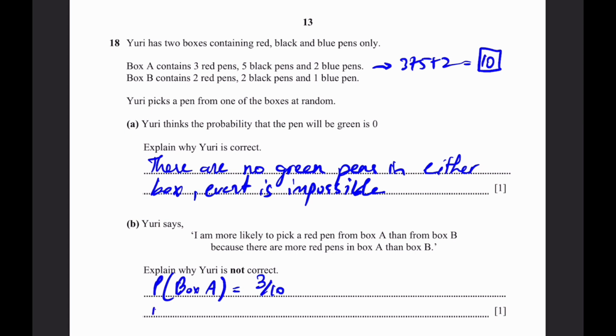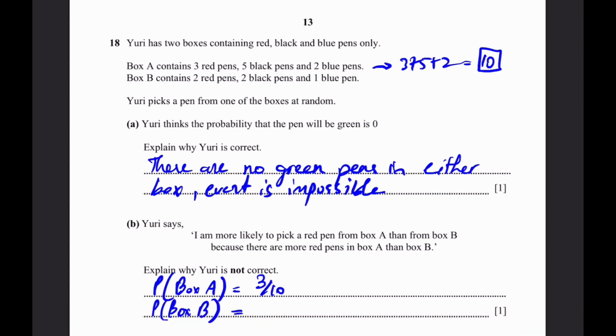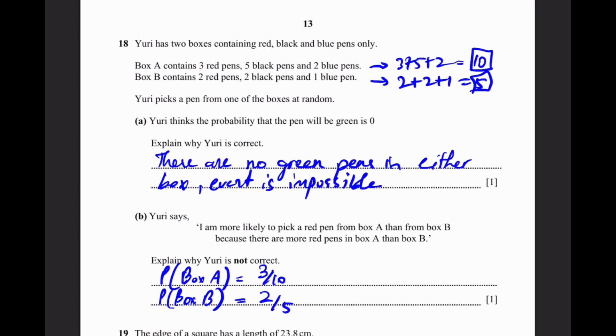Next, for box B, it is 2 out of a total of 5, since this is 2 plus 2 plus 1, which is 5. And this can be written as 4 by 10, which is greater than 3 by 10. So the probability of picking up a red pen from box B actually is higher, and therefore Yuri is wrong. I just write over here, so Yuri is wrong.